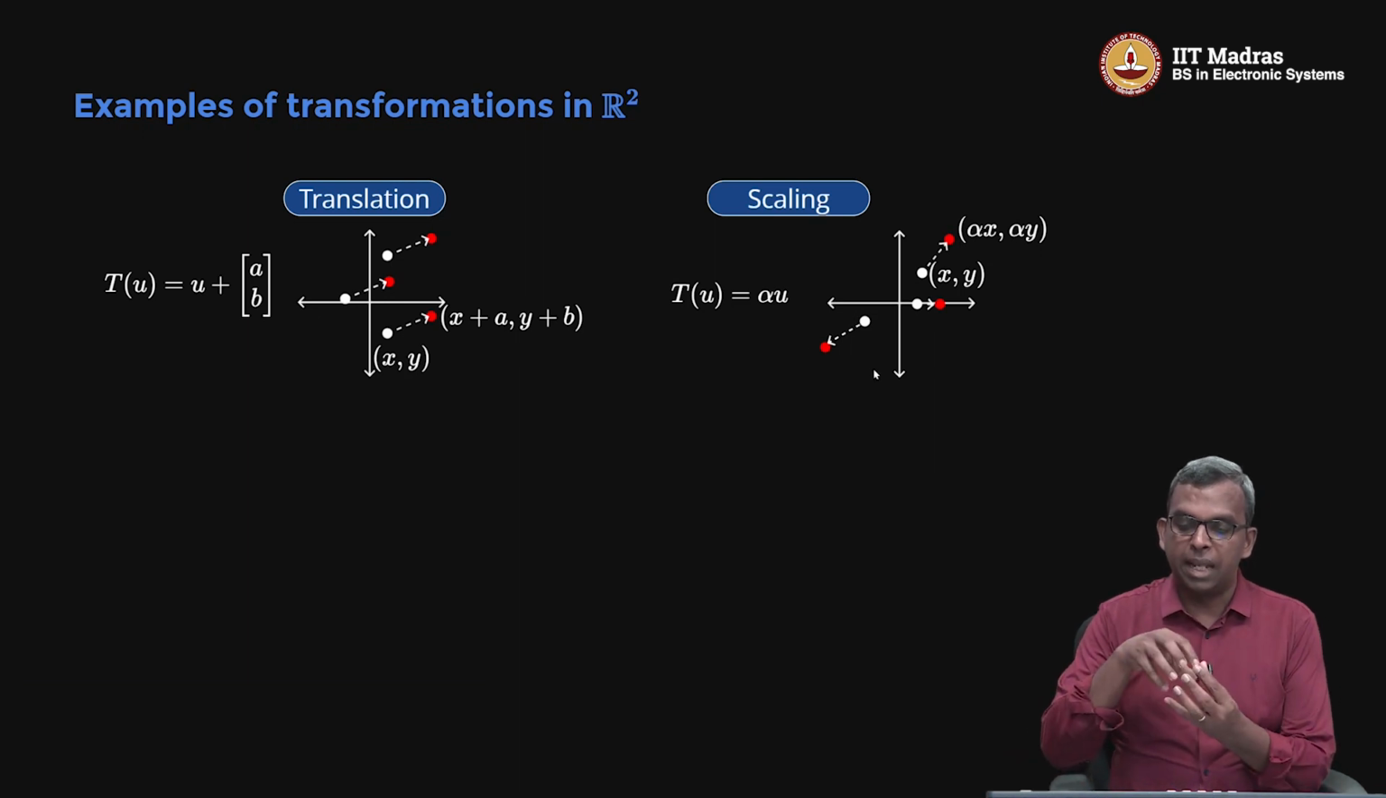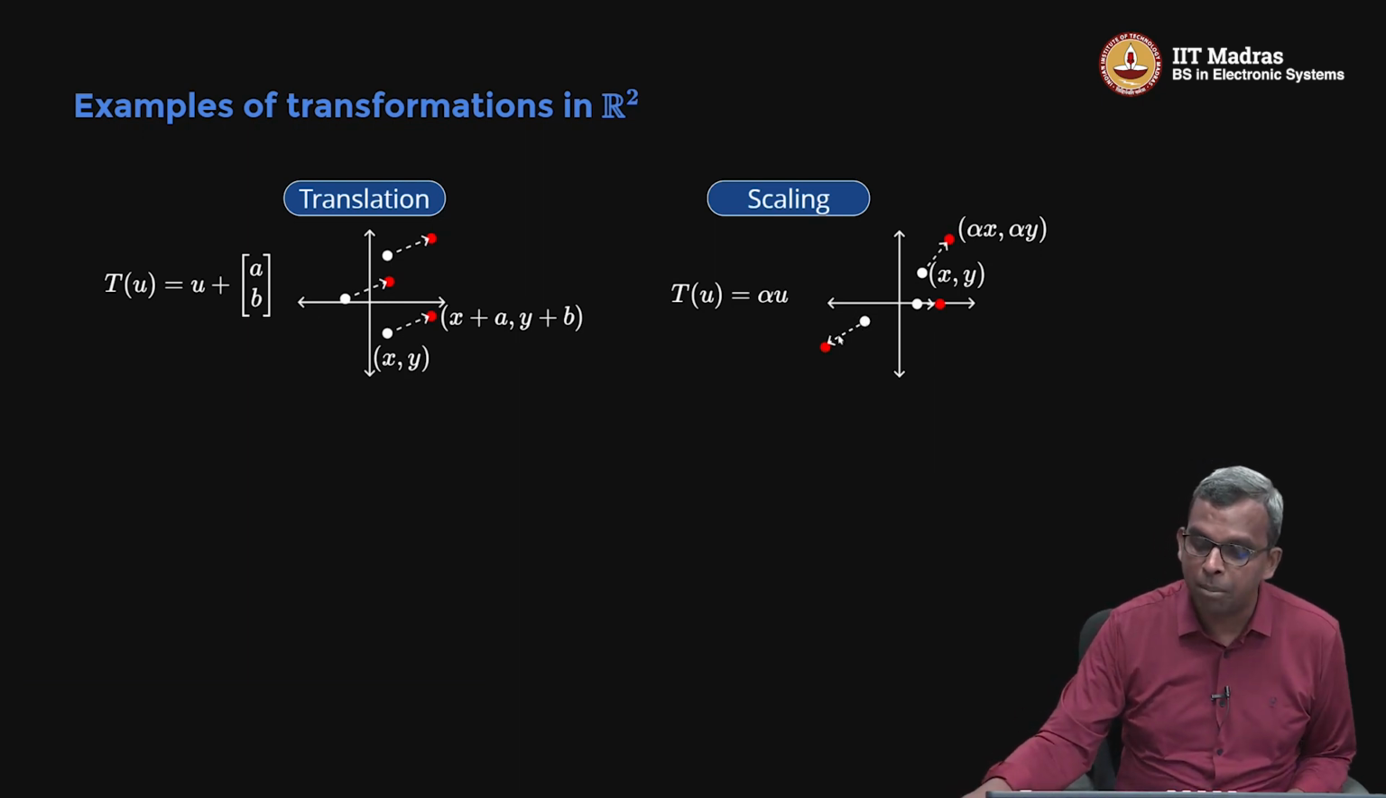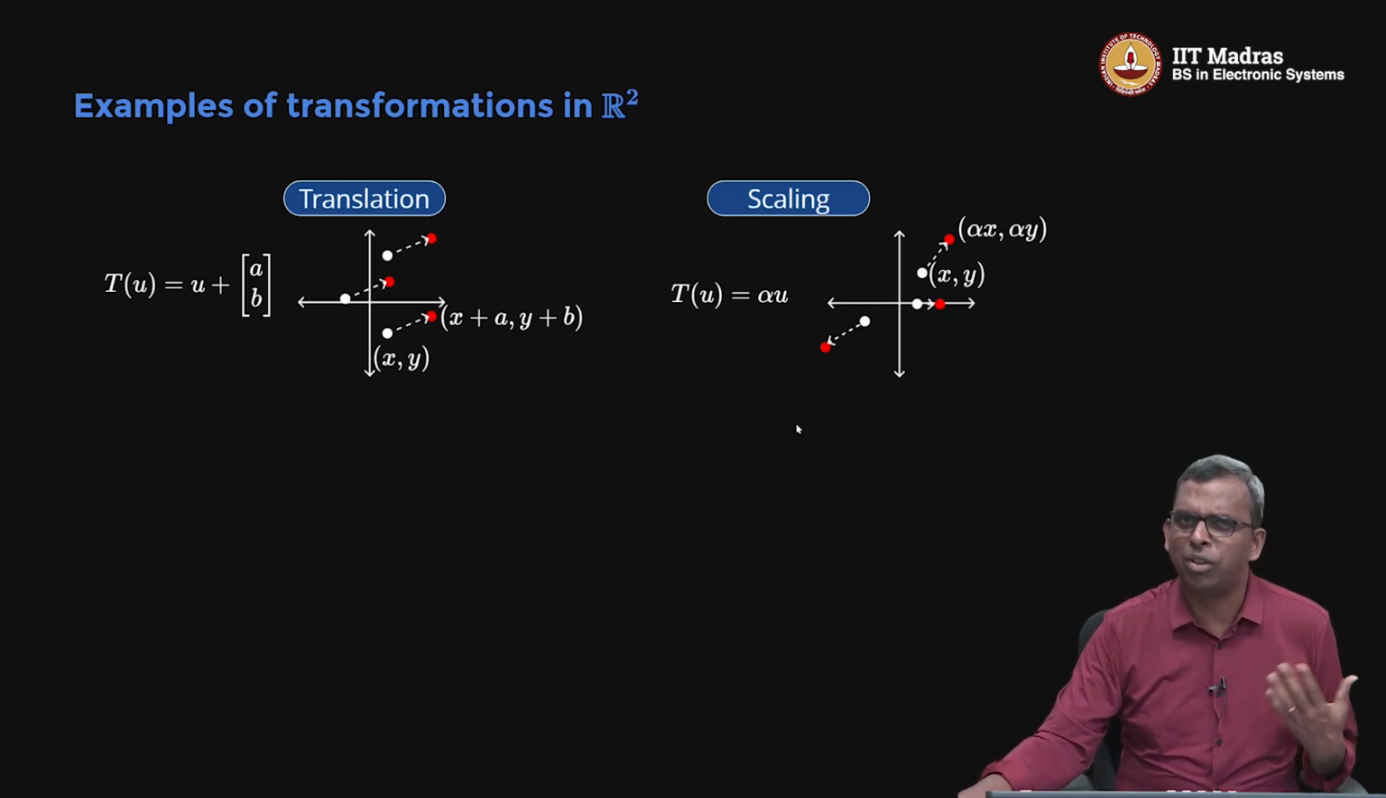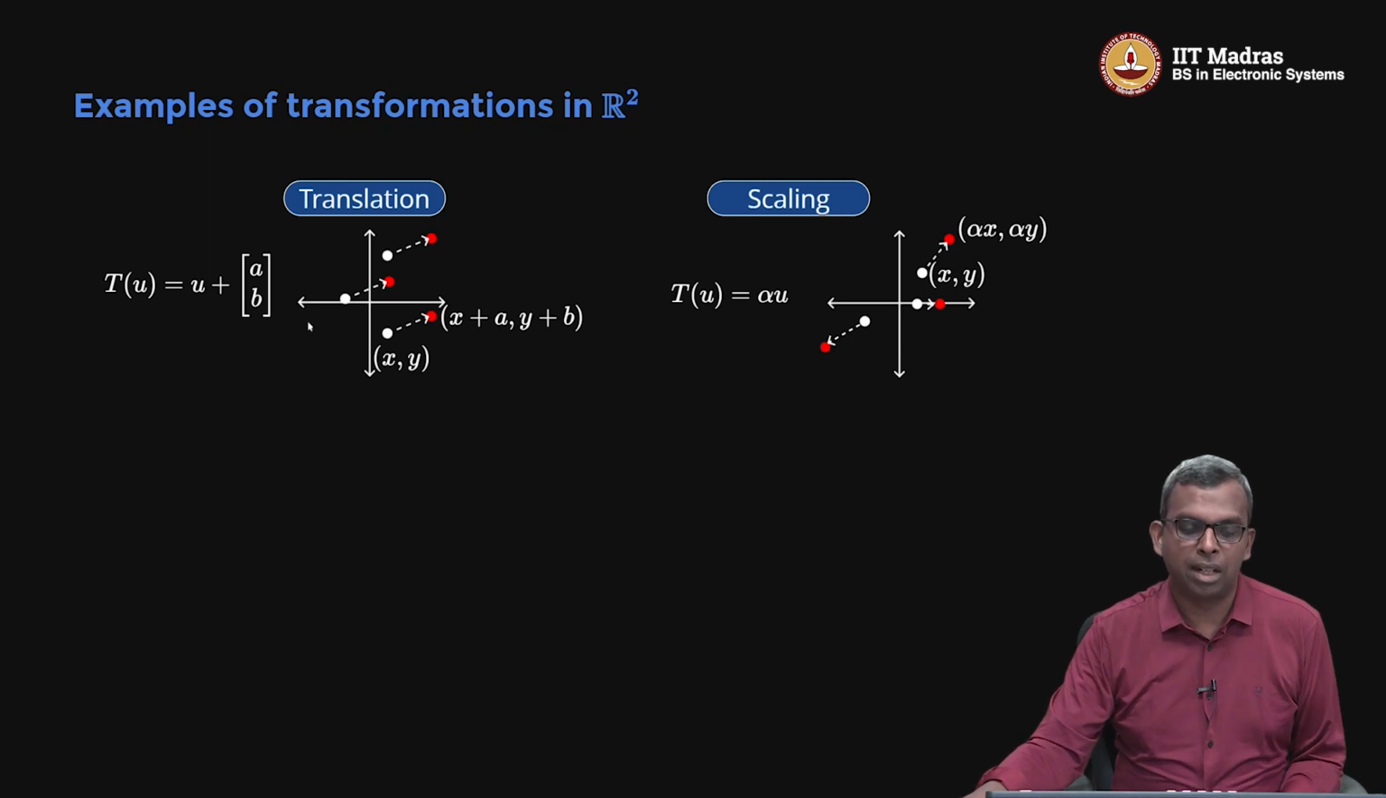Notice how scaling doesn't give you the same magnitude. In translation, every time from the initial point to the final point, you had the same magnitude. Here it depends on the original magnitude. This one went much farther, this one went very close. So different transformations have different features. Scaling has a very different type of feel to it than translation.